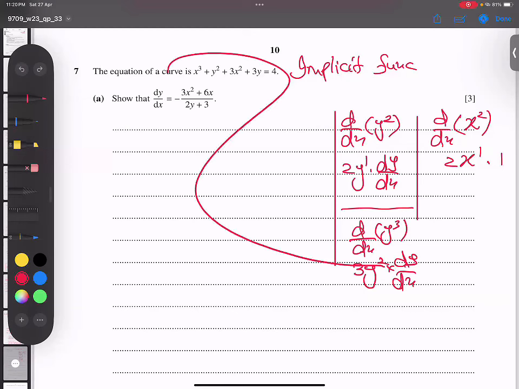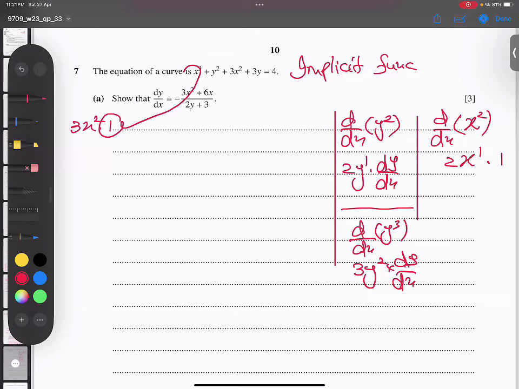So let's apply this property here. X cube, 3 comes down and power 1 less into base x, and that is a 1. But when you're dealing with this kind of question, 2 comes down, power 1 less into base y, and y derivative is dy over dx.